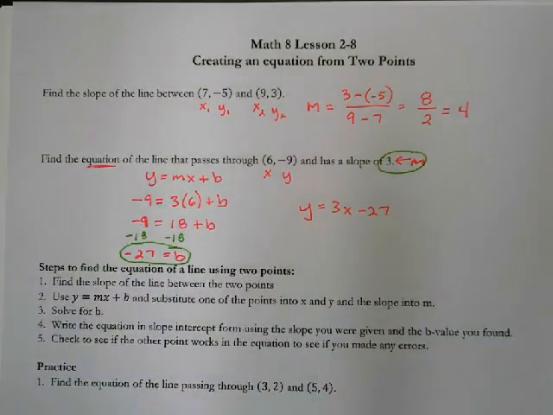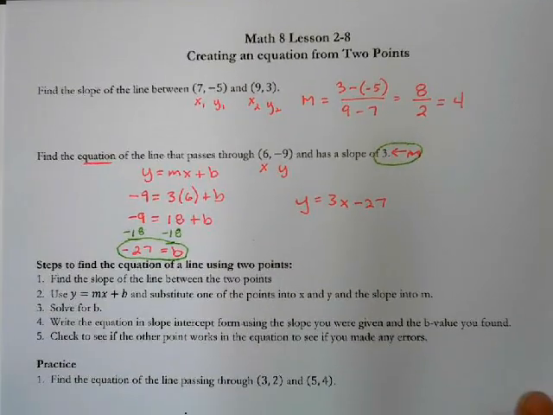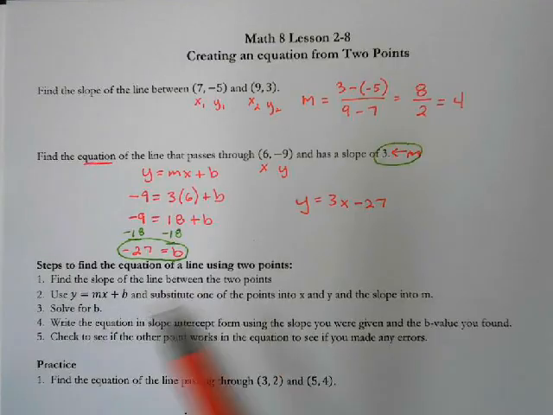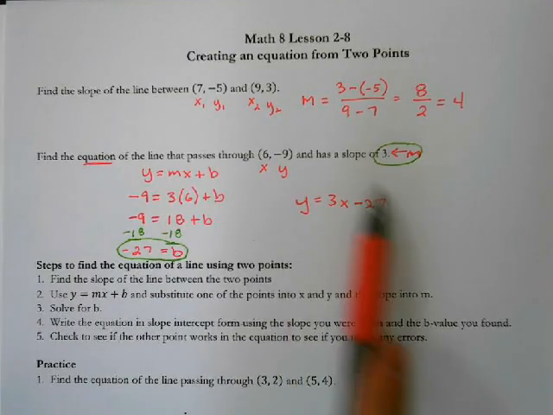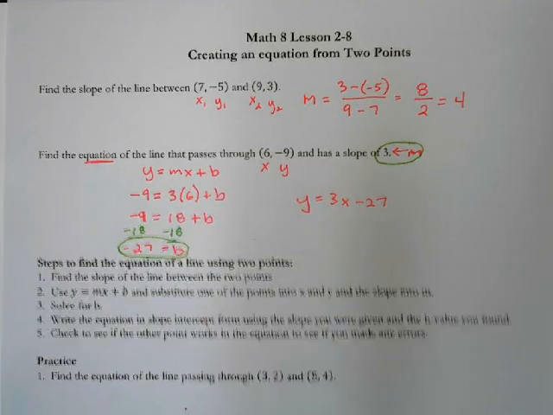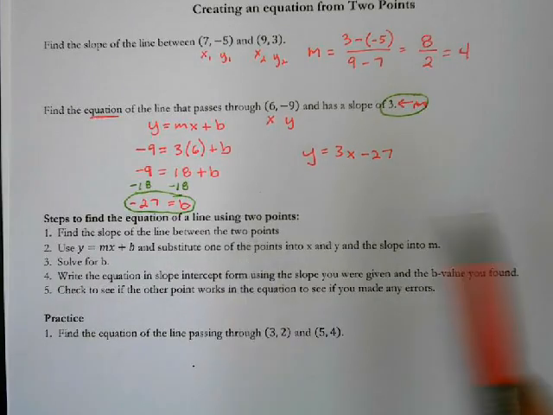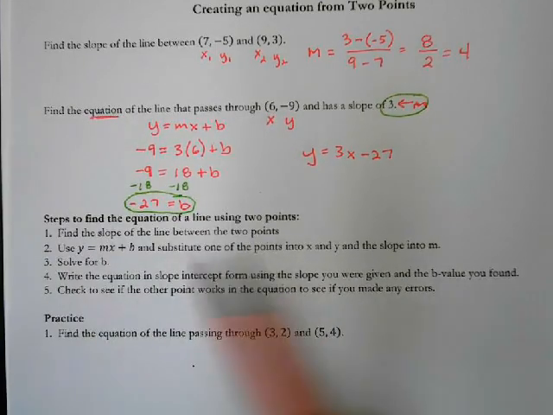Today, instead of having a point and the slope, we're going to just have 2 points. So the steps are going to be pretty much what we just did here with one extra step. Our extra step is to find the slope of the line between the 2 points. So once we find the slope of the line, then we can finish it just like we did this one.